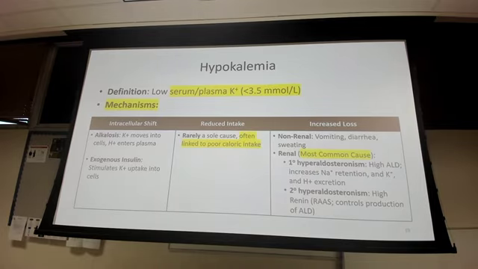So the definition of hypokalemia is low serum plasma potassium, all right? So you'll see this a lot in those that have poor caloric intake, and the most common cause is renal, so that's hyperaldosteronism. Secondary hyperaldosteronism.